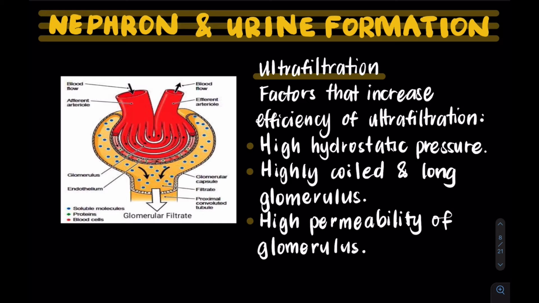Next, the highly coiled and long structure of the glomerulus will increase surface area for ultrafiltration. This results in high quantity of glomerular filtrate formed. The high permeability of glomerulus membrane, which is only one cell thick, helps components to easily move past the membrane into the Bowman capsule. So these three factors will help increase the efficiency for formation of glomerular filtrate.